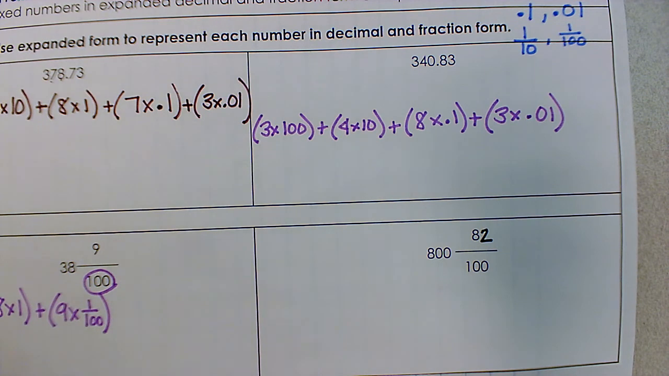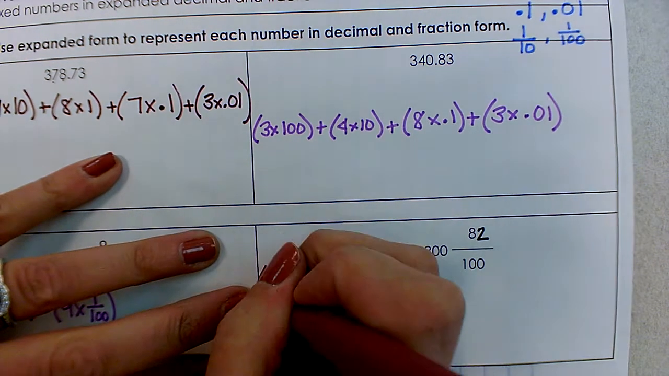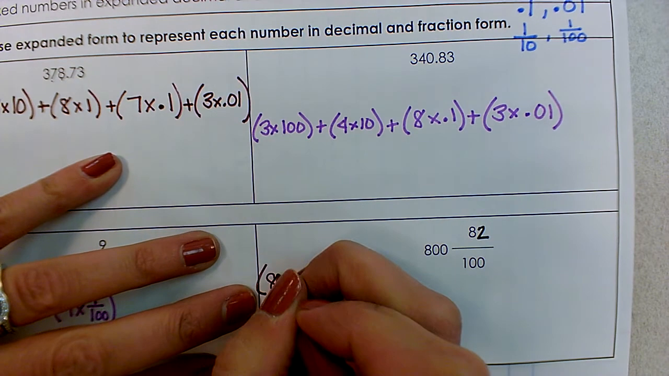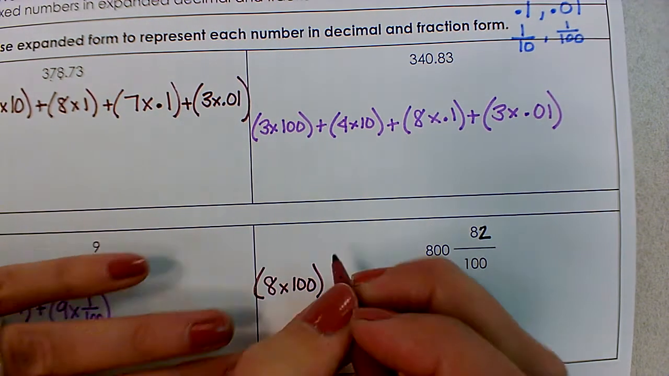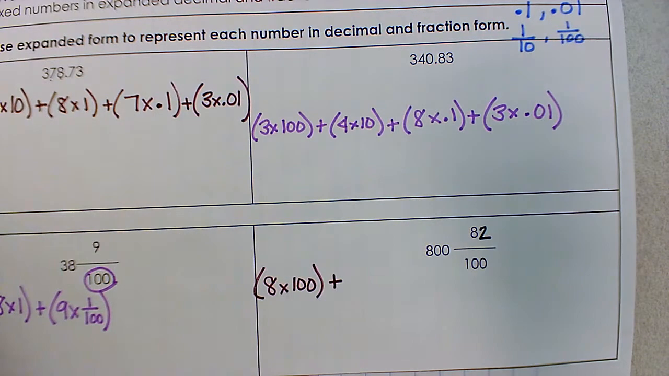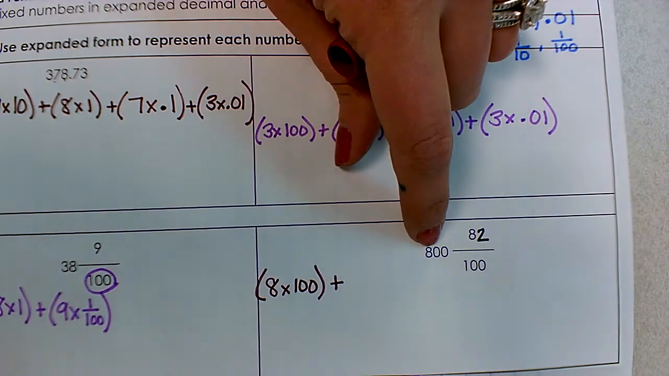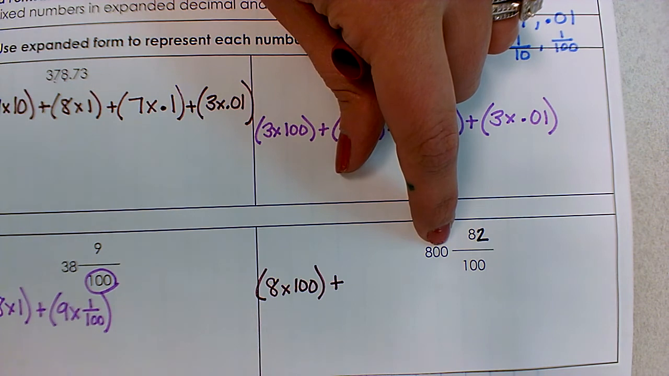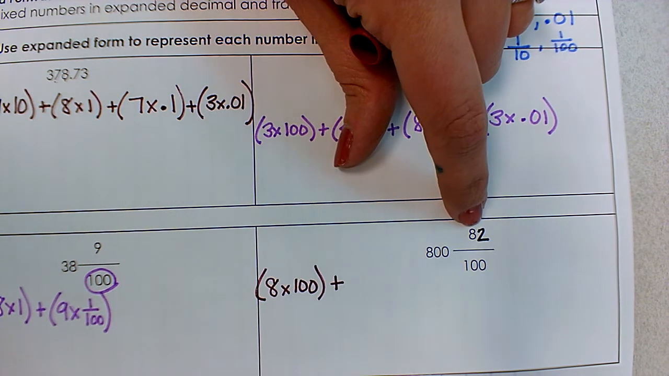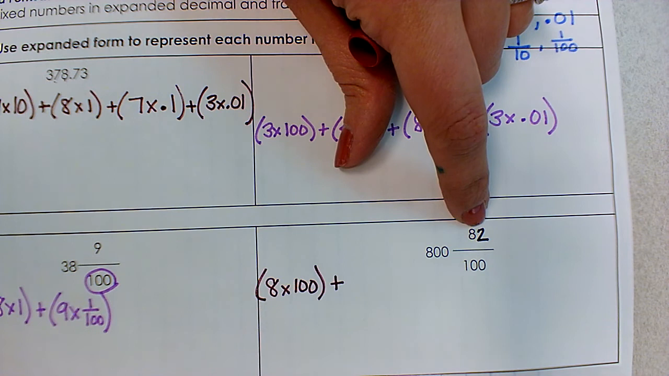All right, so let's get started. The first digit I see is an 8, and it is in the hundreds place. So I will say 8 times 100. Okay, I'm ready to add. I know after hundreds comes tens. I don't have any tens. After tens comes ones. I don't have any ones. So now I'm ready to look at, okay, I have 82 hundredths.